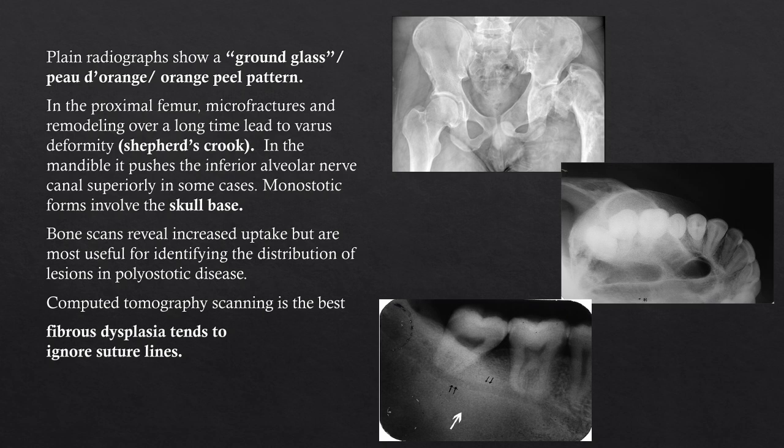In monostotic forms, usually if it involves the head and neck, the skull base is involved. Bone scans reveal an uptake, but are most useful for identifying the distribution of lesions in the polyostotic form.